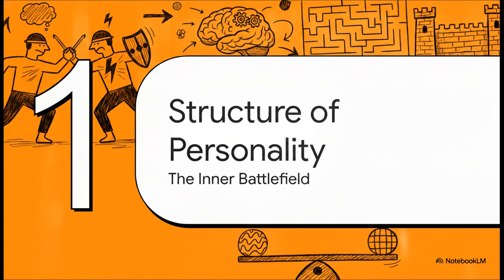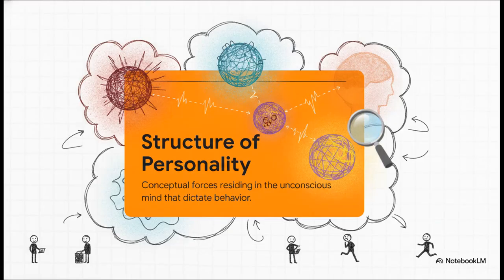Okay, let's jump right into section 1, the structure of personality, the inner battlefield. To truly grasp this model, it is absolutely crucial to understand what we mean by structure. We are not talking about anatomy here. If you were to scan someone's brain, you wouldn't find a little physical compartment labeled ego. No way. Instead, Freud's primary structural elements, the id, the ego, and the superego, are conceptual forces. They reside deep down in the unconscious mind, and we can only really figure out they exist by observing how people actually behave in the real world.